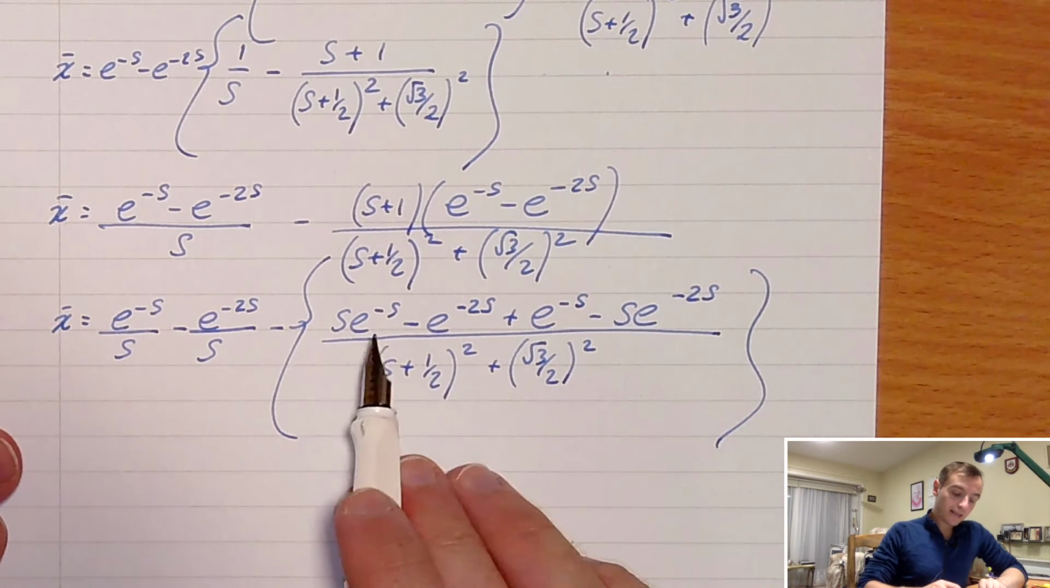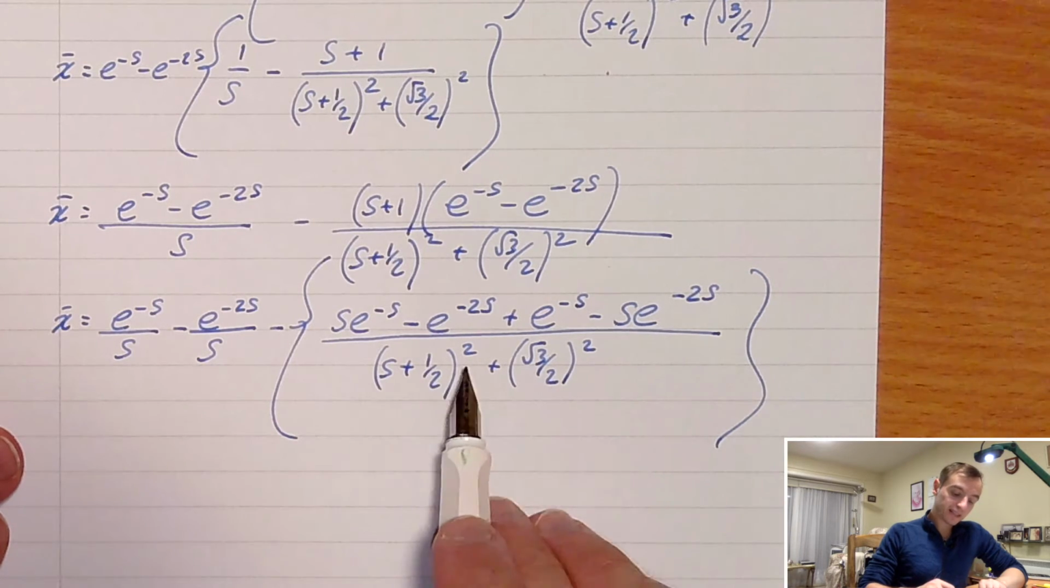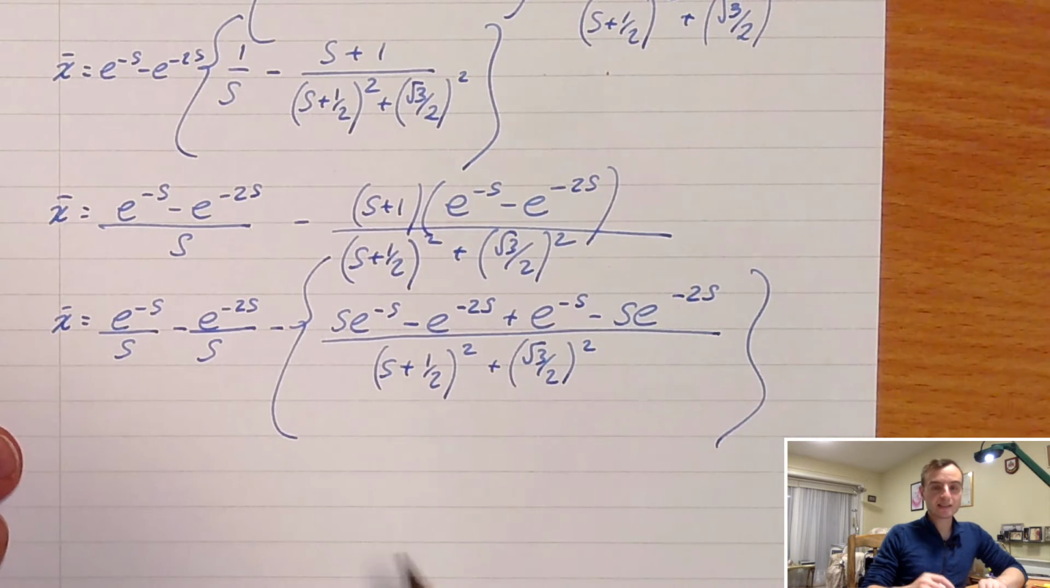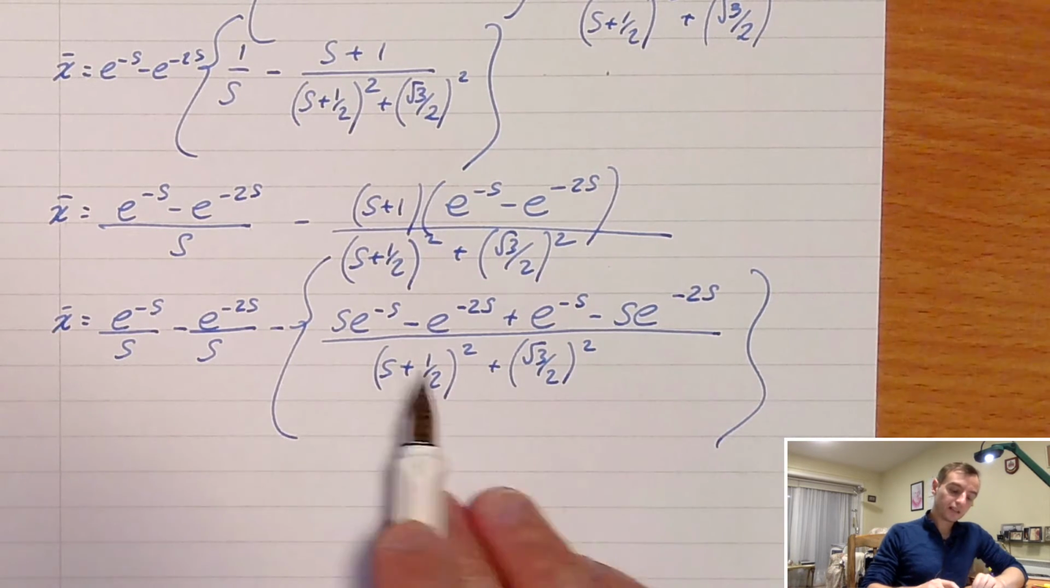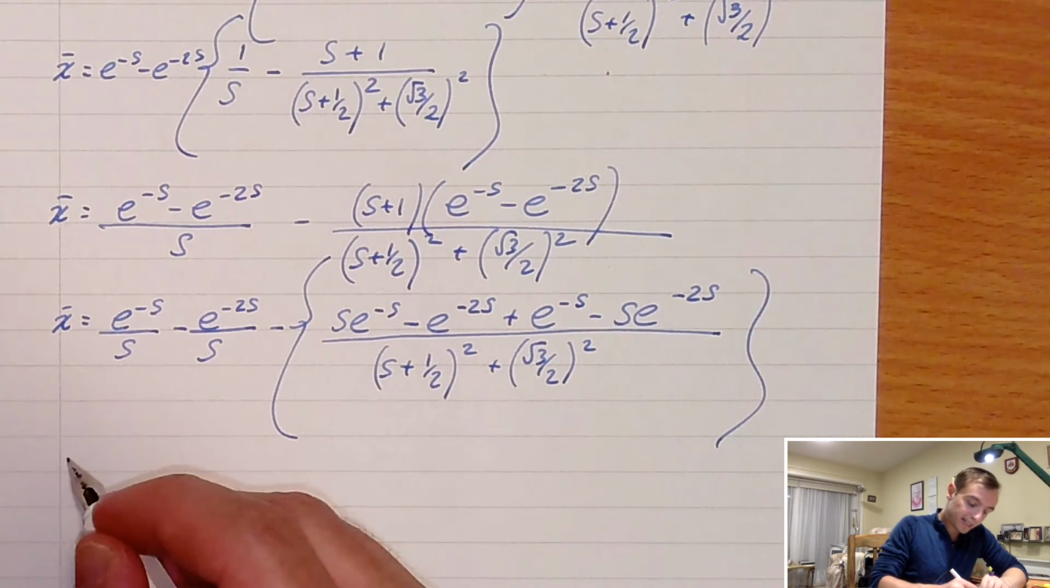So we can now see that we have here 1, 2, 3, 4 terms on s plus a half squared plus root 3 on 2 squared. So hopefully we can start to recognize that this is going to be a sum of 4 individual Laplacian components here. And we can exploit the principle of linearity and deal with them separately. So let's go ahead and do that.